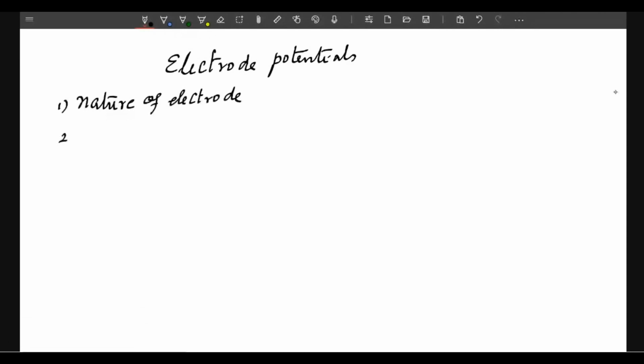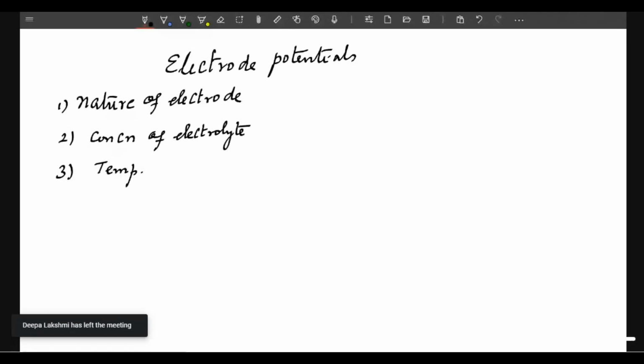Two, the concentration of the electrolytes in which the metal electrode is dipped, concentration of the electrolyte. Third, the temperature at which the electrodes are operating. These three things are very, very essential to determine the electrode potential. Some physical parameters depend upon various conditions.